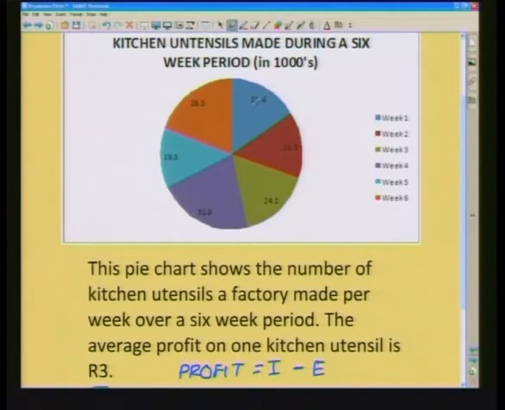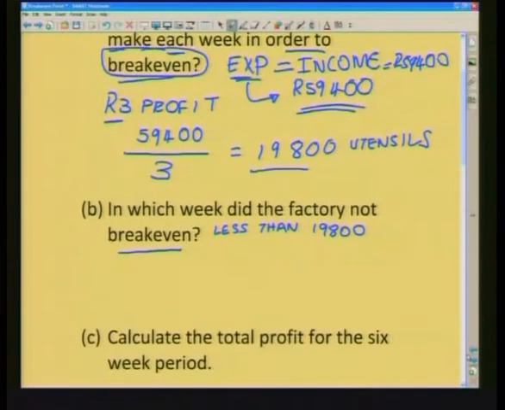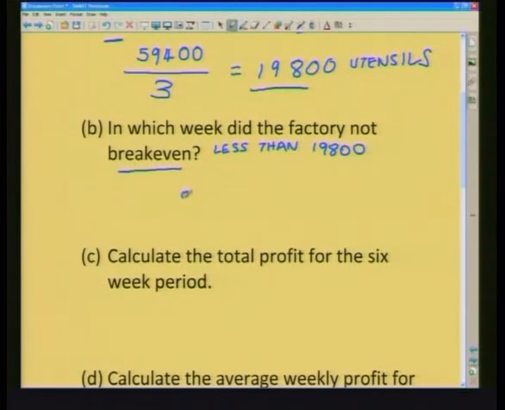So in week one, we see it's 23,4, which we times by 1,000, which will be about 23,000. And they've got values for all of the weeks. And we see that in week five, it's 19,3 times 1,000. So it's about 19,300. So in week five, they are not able to get to their break-even point of 19,800. So it is in week five that they do not break even.